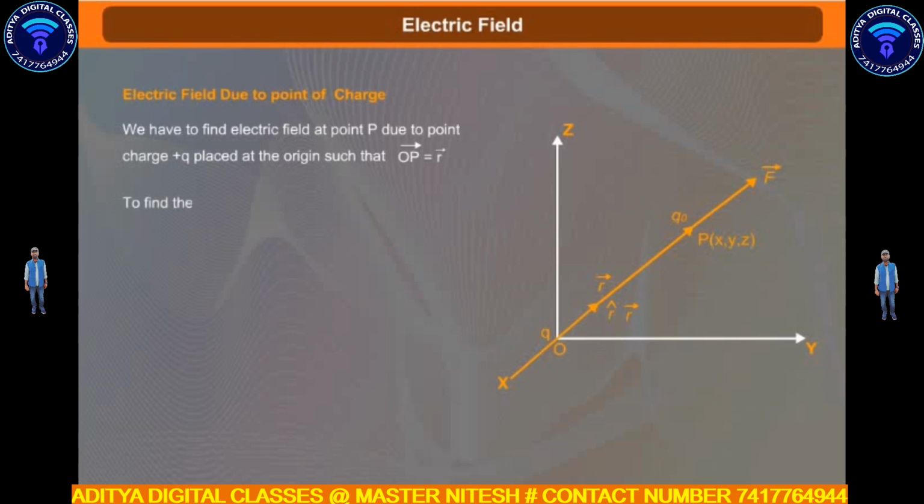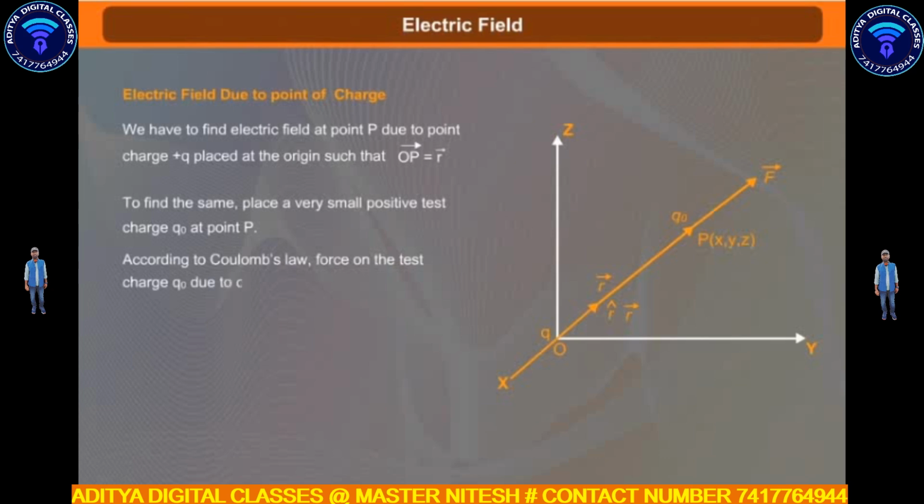To find the same, place a very small positive test charge Q node at point P. According to Coulomb's law, the force on the test charge Q node due to charge Q is F equals 1 by 4 pi epsilon node times Q into Q node r cap by r square.